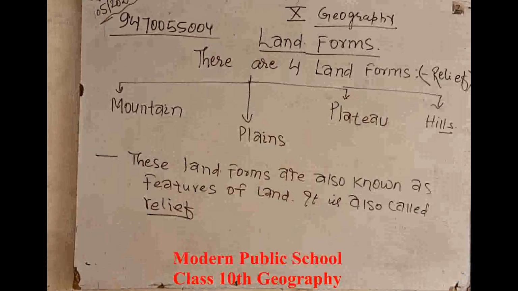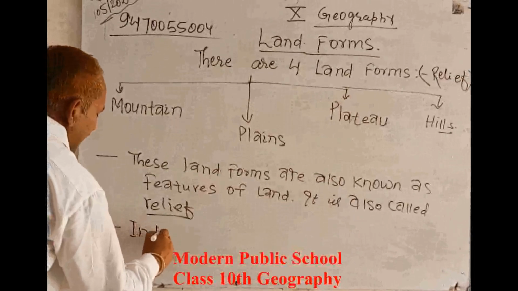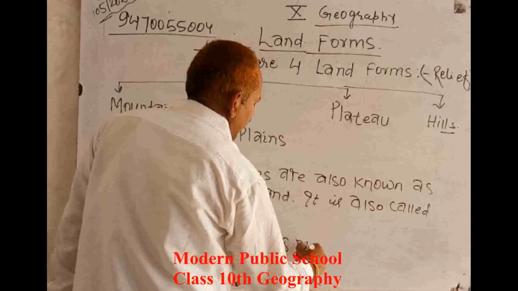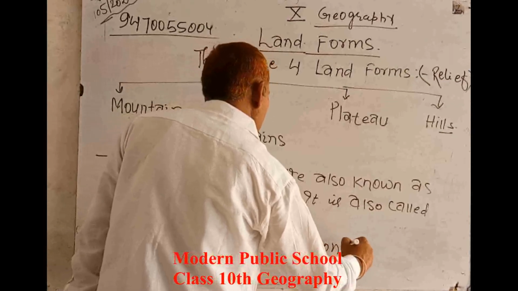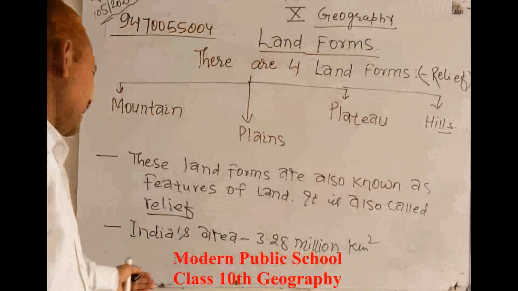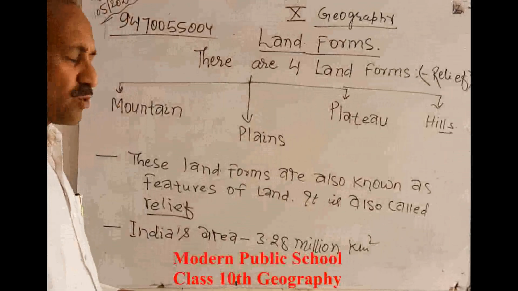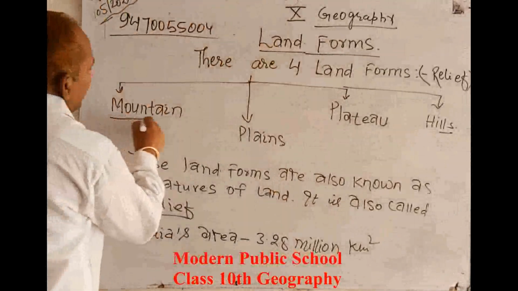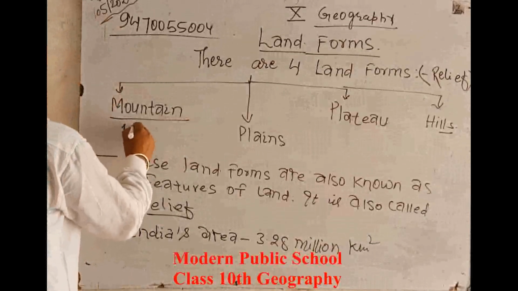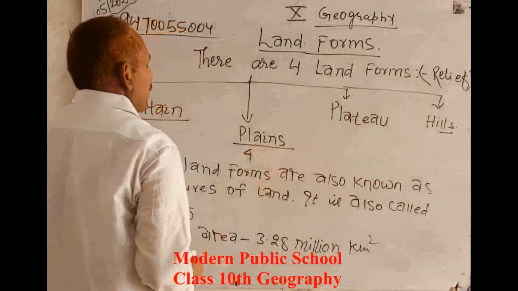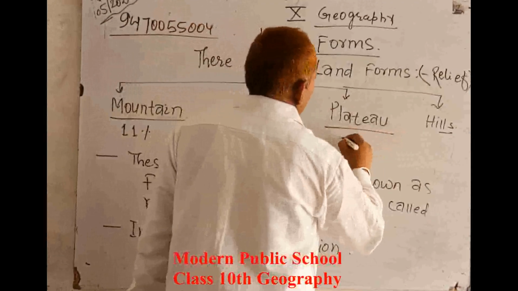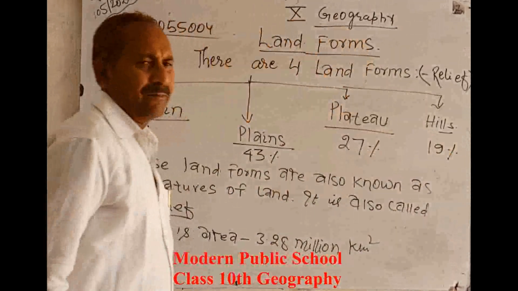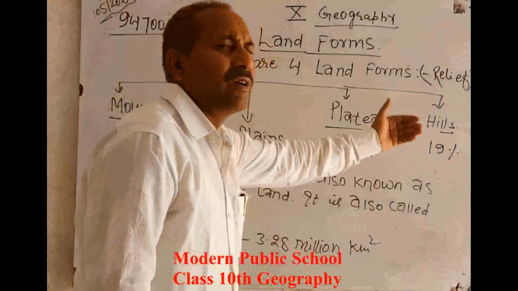अब now India's landforms देखेंगे. India's area is 3.28 million kilometer square. 3.28 million kilometer square में अगर माउंटेन को देखेंगे तो ये माउंटेन हमारे इंडिया में 11% है. प्लेन्स है 43%. प्लेट्यू है 27% और हिल्स है 19%. ओके, these are the distribution of the lands in our country.